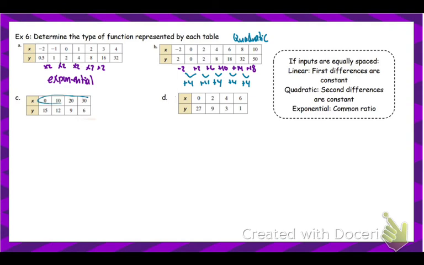All right, next one, x's are evenly spaced, but our y's this time, we're subtracting 3. That is linear. Okay, so adding or subtracting a constant amount is linear. Then our last one here, the x's are evenly spaced, but our y's we're dividing by 3. Well, remember, dividing by 3 is the same thing as multiplying by 1/3, which again is a form of exponential data. This would just be a case of exponential decay, whereas that first one was exponential growth.